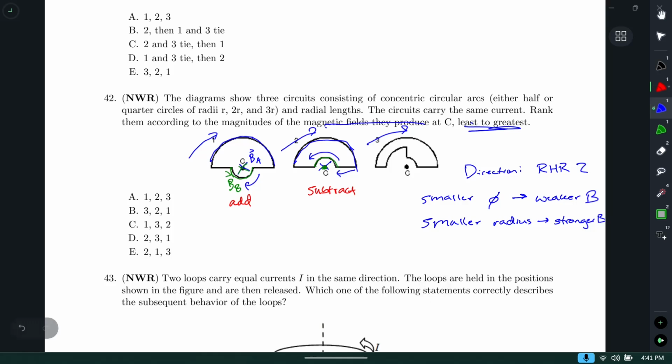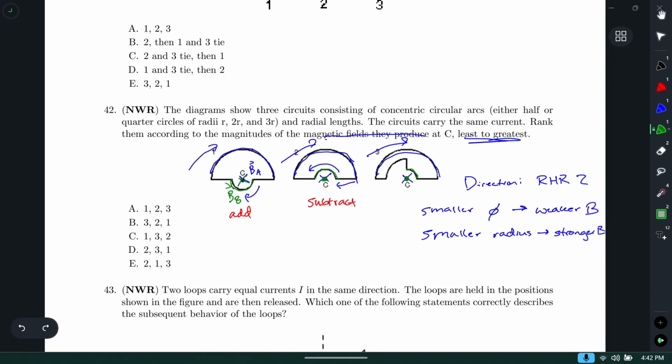And then for part 3, we still have into the page for this segment. Then for this segment, it's going to point out of the page because it looks just like half of the thing from part 2. And then current flows like that in the last segment. So if I use the right-hand rule one more time, I'll get out of the page for that.